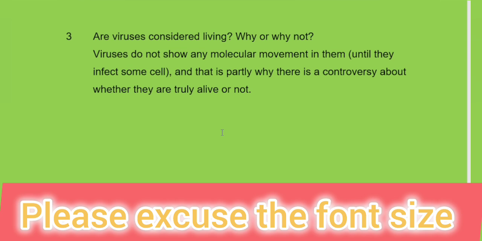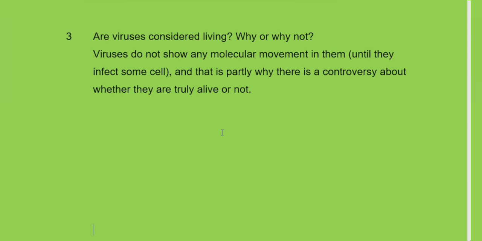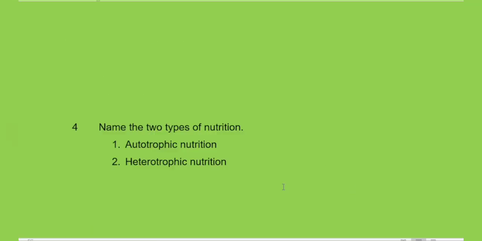Third question is related to the second question. Are viruses considered living? Why or why not? Just now we understood the basic characteristic of living things is molecular movement. So viruses do not show any molecular movement in them until they infect some cell, and that is partly why there is a controversy about whether they are truly alive or not. Next question, name the two types of nutrition: autotrophic nutrition and heterotrophic nutrition.